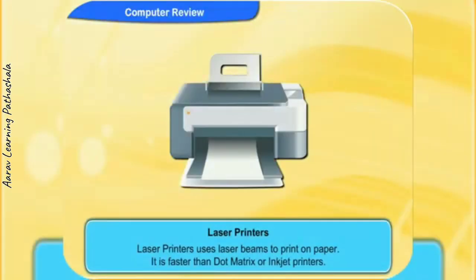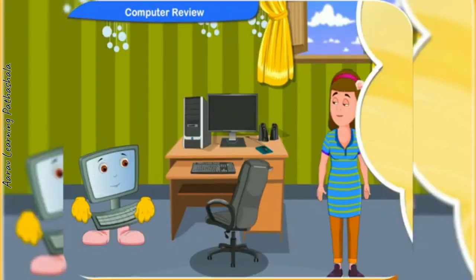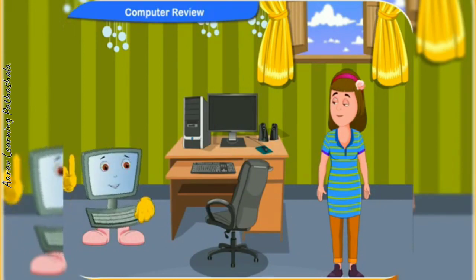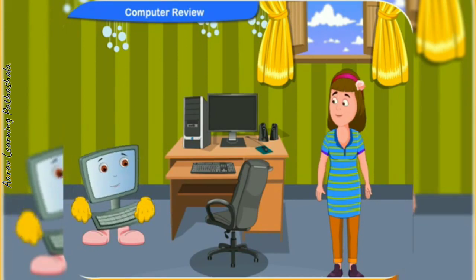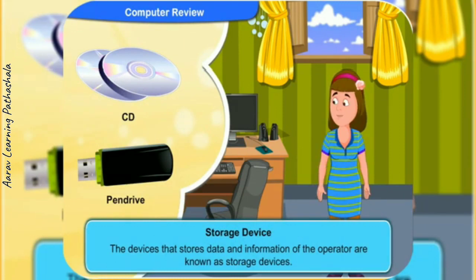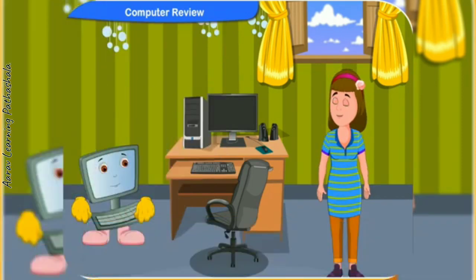Laser printers use laser beams to print on paper. It is faster than dot matrix or inkjet printers. It is, however, more expensive than a dot matrix and inkjet printer. Let us now discuss about storage devices. First, do you know what storage devices are? Yes, the devices that store data and information of the operator are known as storage devices.